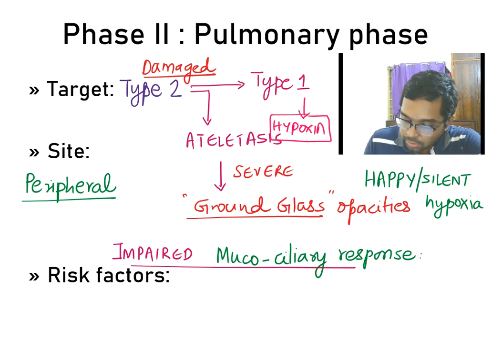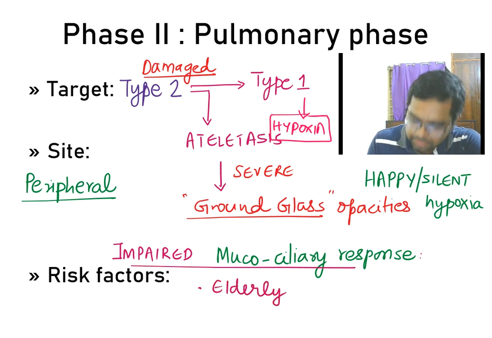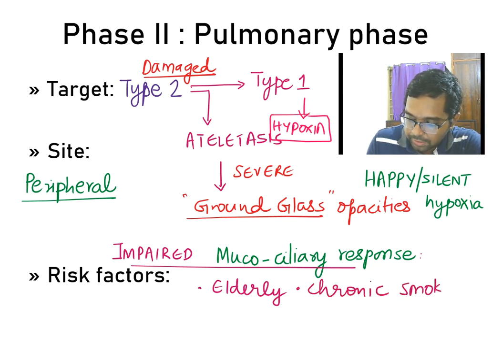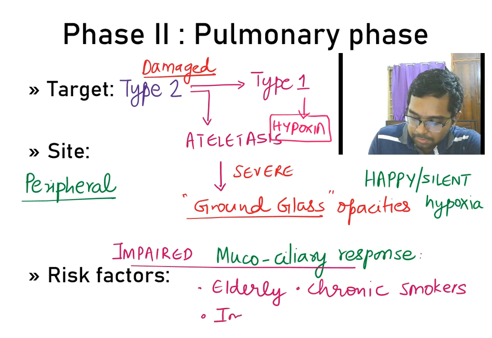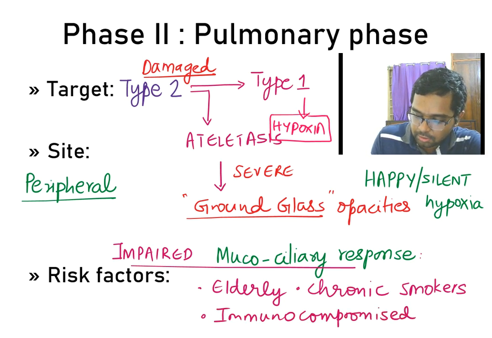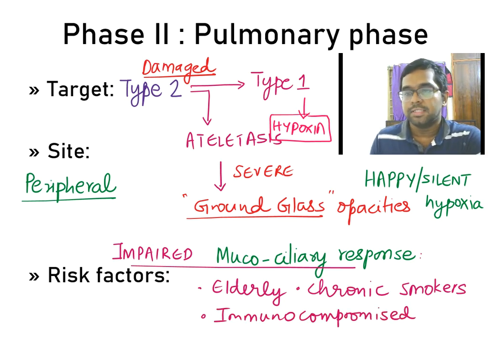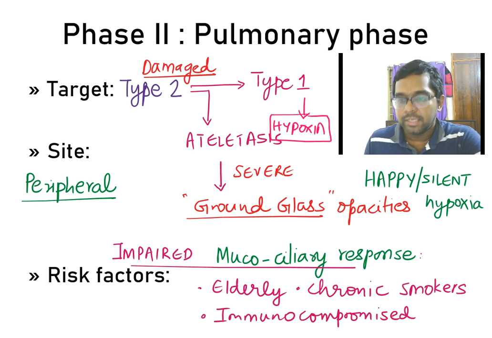So, what are they? Who are they? Okay, it is the elderly persons. Okay, elderly persons. Okay, second is chronic smokers. They are also prone to develop this pneumonia due to COVID-19. And of course, the next one is the persons with comorbidities, especially immunocompromised persons. Okay, right. These are the group of persons who are going to develop pneumonia or further complications, right? Okay, so this is about the pulmonary phase of COVID-19 infection.